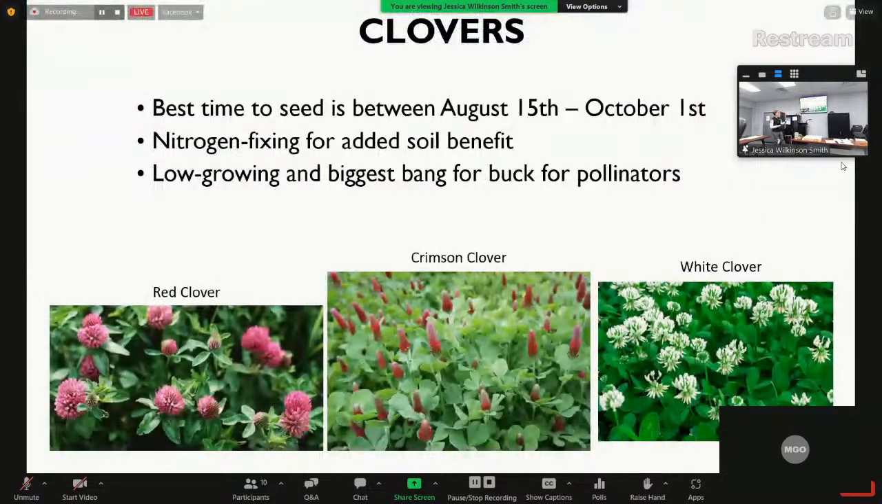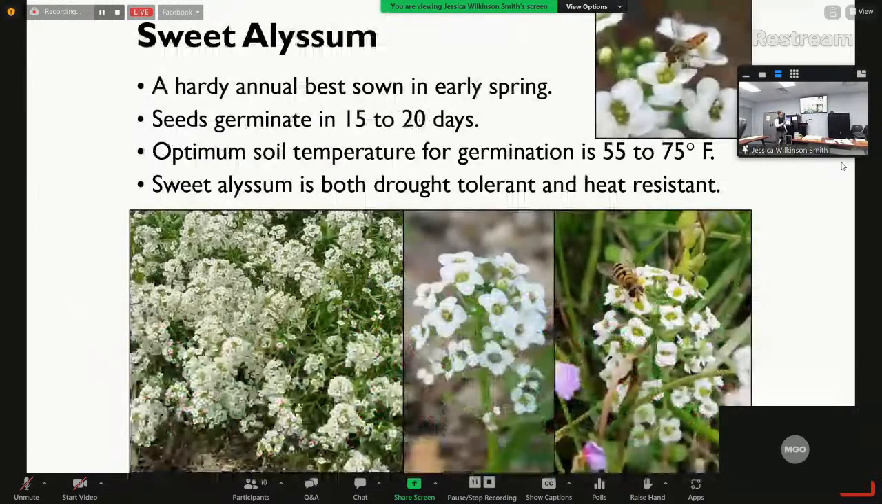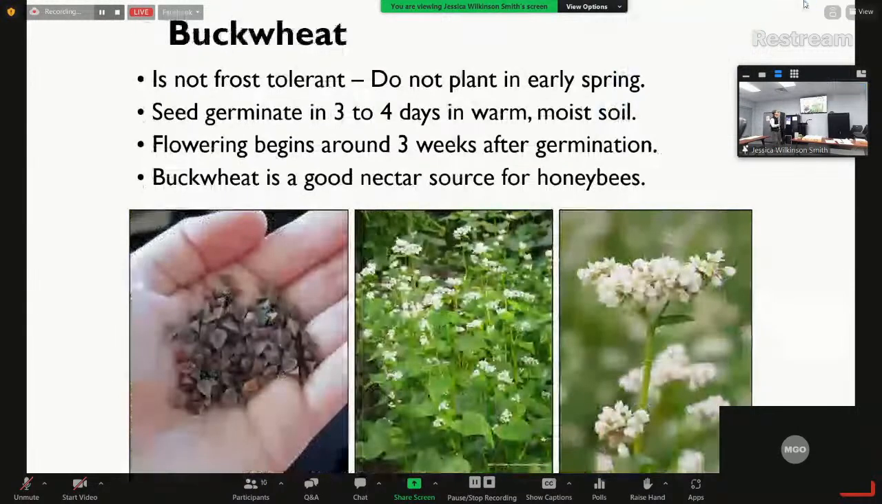Clovers, a big fan of clovers, especially red and crimson clover. Great bang for our buck, especially with soil stewardship as well and adding nitrogen to the soil. Best time to seed there is August 15th to October 1st. Sweet alyssum, these are often a great border plant, maybe along a walkway, and they do great during drought. So right now, they would have been great during drought.